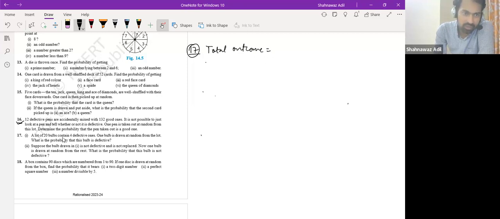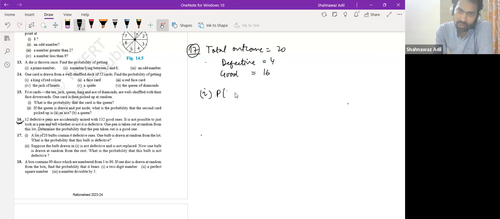A lot of 20. So in this 20, we have 4 defective ones. So defective are 4 and good ones are 16. Now the question is, what is the probability that this bulb is defective? So 4 by 20. P of defective is 1 by 5. Good.